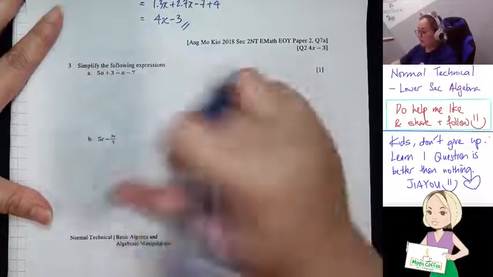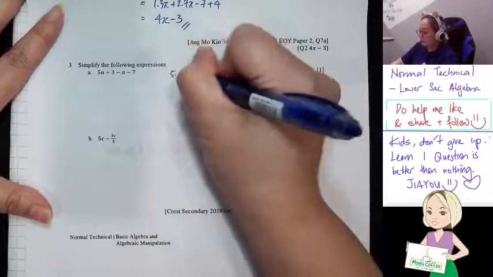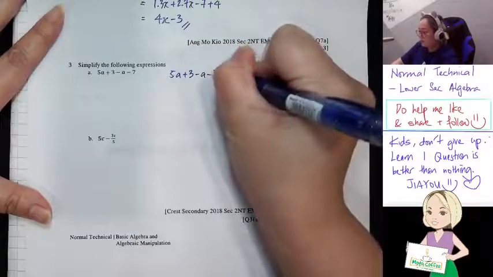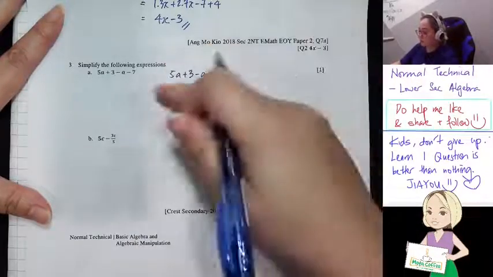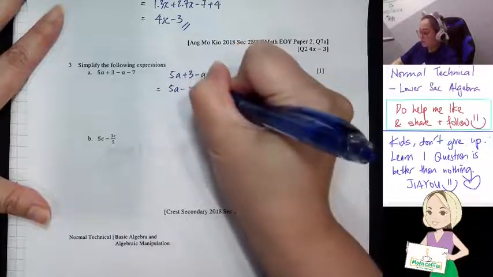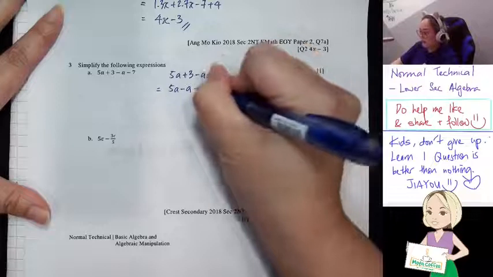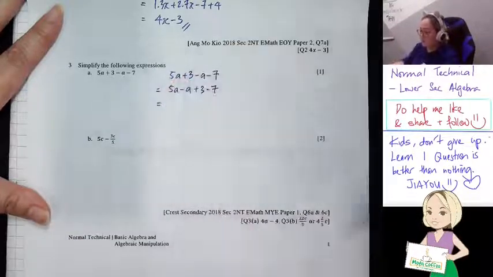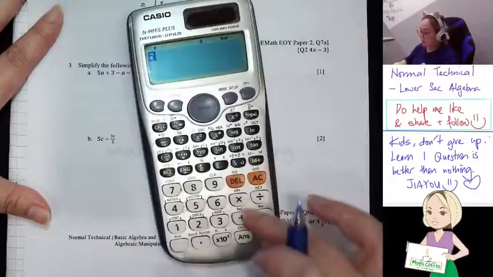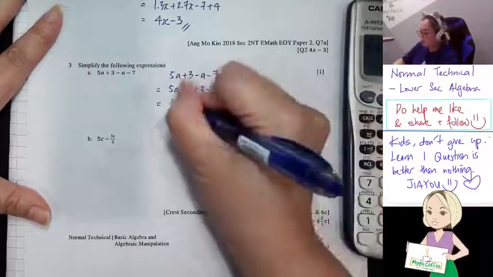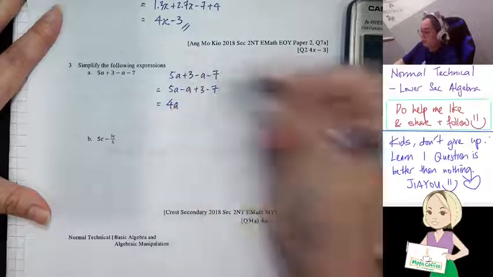Simplify the following expression. So same. So 5a plus 3 minus a minus 7. So again, I'm going to group the like terms together. So 5a minus a is together, plus 3 minus 7 is together. So 5a minus a is 5 minus 1. So we will know that it is 4. So you will put 4, but don't forget to put back your a.